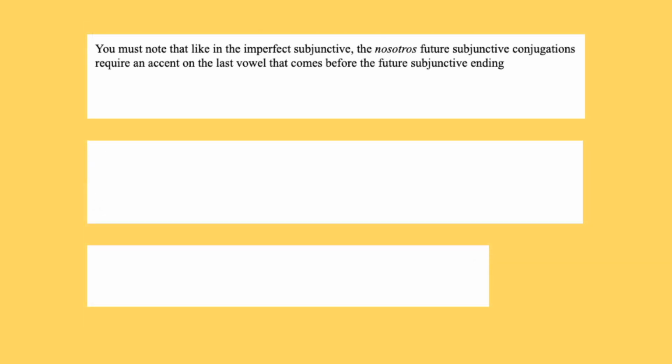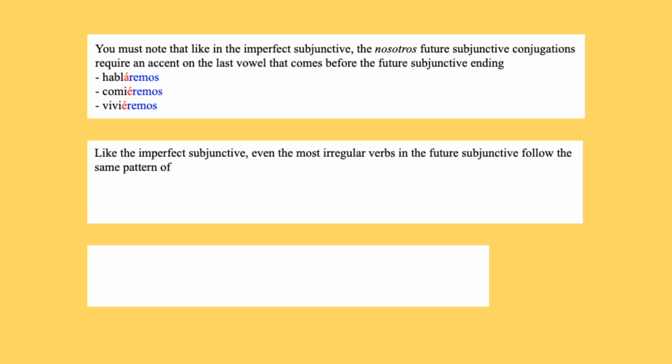Just like in the imperfect subjunctive, the nosotros conjugations in the future subjunctive also require an accent on the last vowel that comes before the future subjunctive ending. Hablaremos, comieremos, vivieremos.